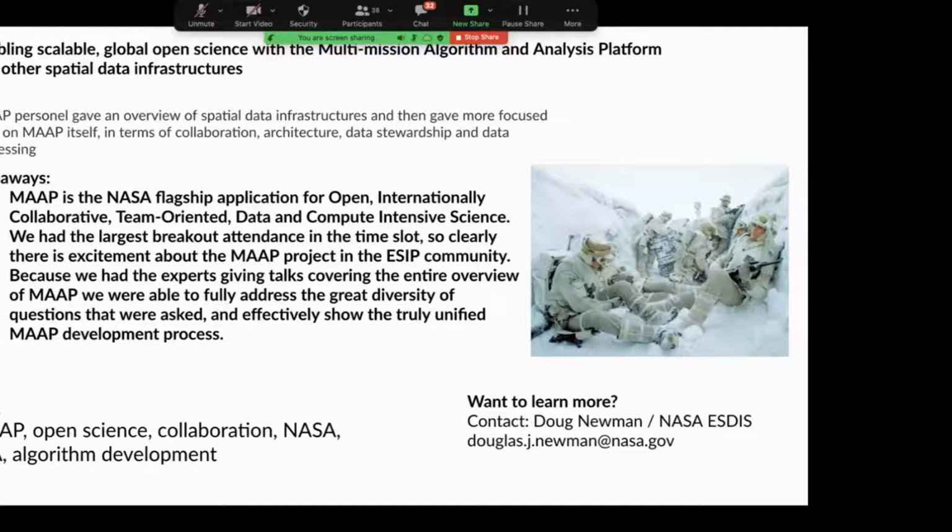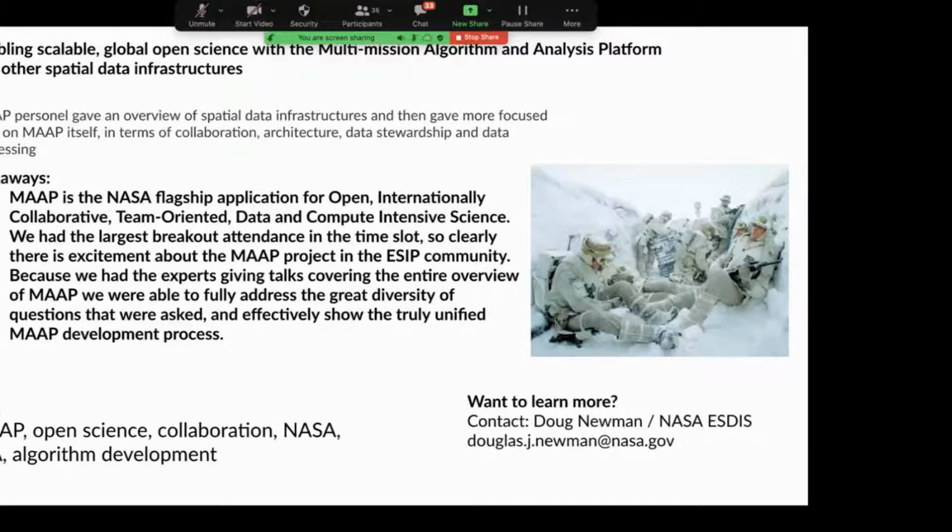MAP is a collaboration between NASA and ESA to put together a platform on the cloud for generating high-level products from algorithms that are iteratively developed in a collaborative environment, leveraging the cloud and new technology to do that. The takeaways were that MAP was very successful. It's a flagship NASA application. Our collaboration with ESA was very successful and could demonstrate that we can collaborate at such a grand scale.